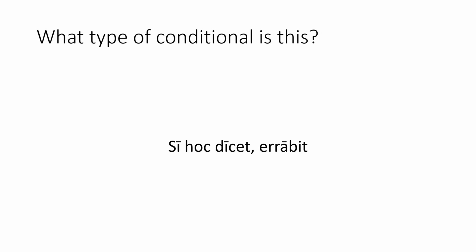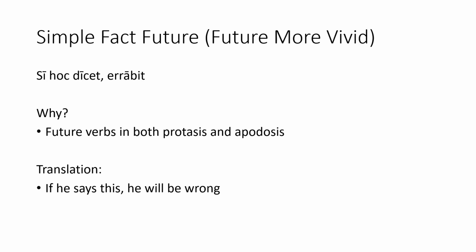What type of conditional is represented by the sentence si hoc dicet erabit? If you guessed simple fact future or future more vivid, you were correct. Since both the verb in the protasis and the verb in the apodosis are future indicatives, this condition has to be a simple fact future or future more vivid. It is translated as, if he says this, he will be wrong, because as we just learned, the future verb in the protasis of an FMV is translated as indicative.